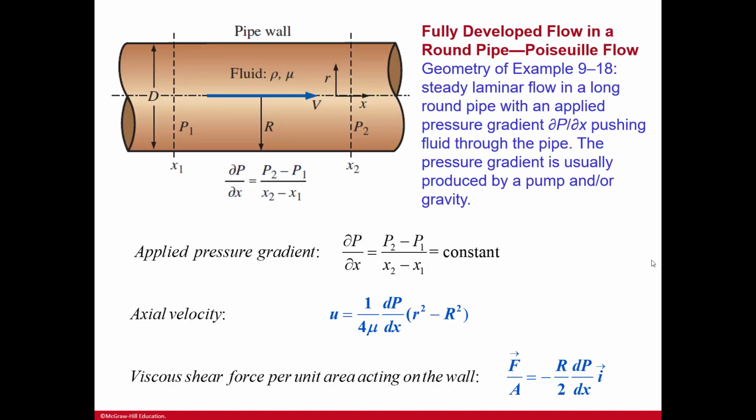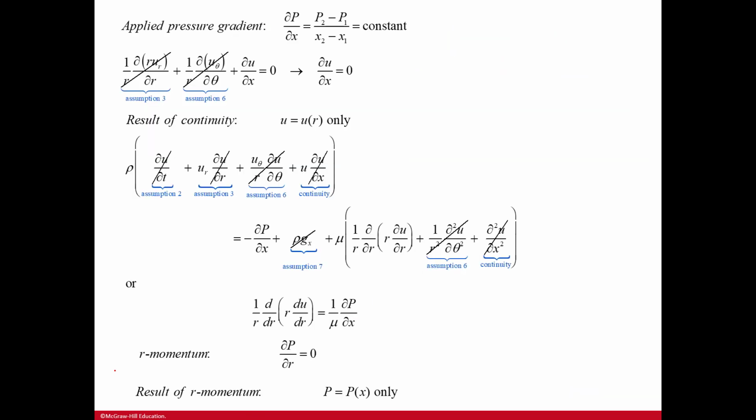Here for the Poiseuille flow, the fully developed flow in a round pipe. So here is the geometry of the example that was covered before. Steady laminar flow in a long round pipe with an applied pressure gradient pushing fluid through the pipe. The pressure gradient is usually produced by a pump or gravity. So that is the parameters of it. You have the applied pressure gradient constant, the axial velocity, and then the viscous shear force, and that's per unit area acting on a wall. Here it gives all of those formulas and the deductions that you can make.